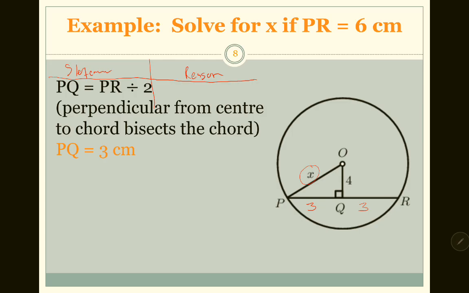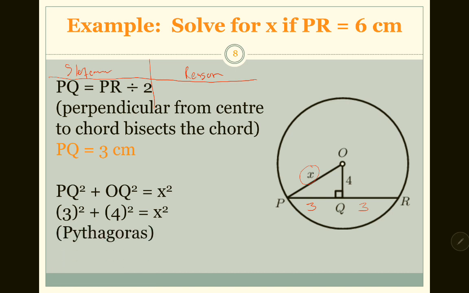That's it, right? Now that we have 3 and we have 4, we can use Pythagoras theorem, which states that PQ squared plus OQ squared is equal to X squared, right? That's the hypotenuse side. So when we solve, we know that PQ is 3, OQ is 4. We solve, we get 9, and we get 16. When we solve for X, we will get 5. Simple as that. That is how we apply this formula or this theorem.